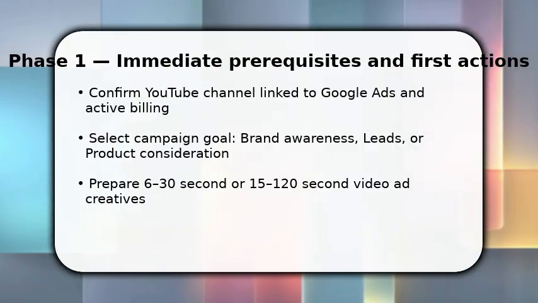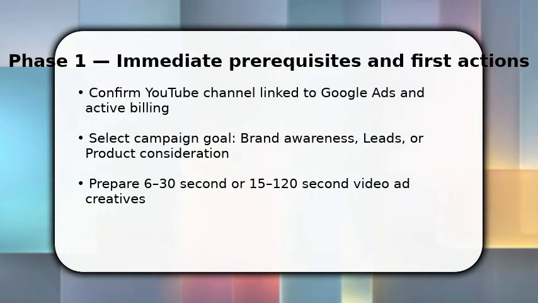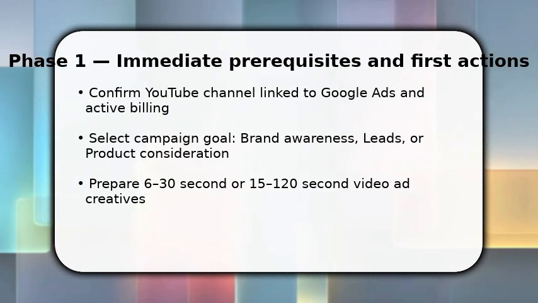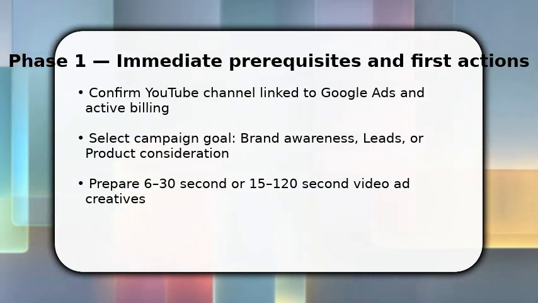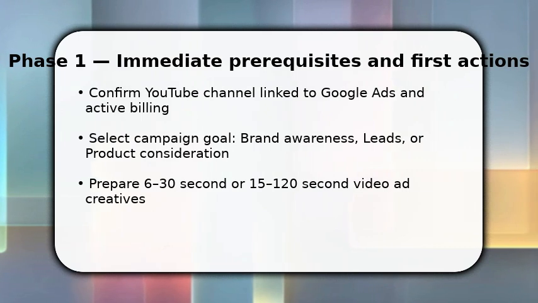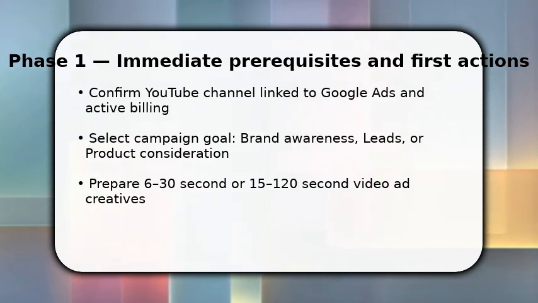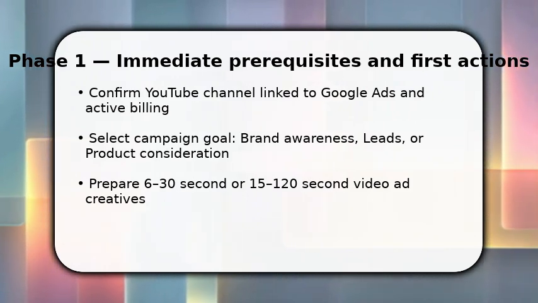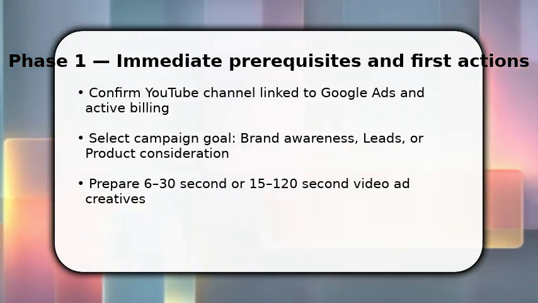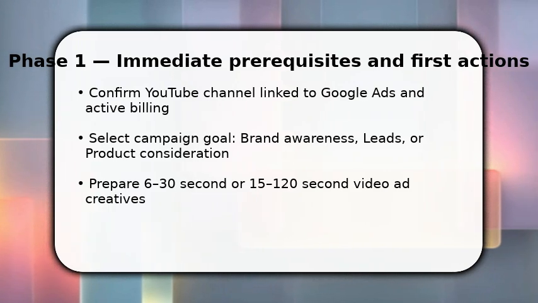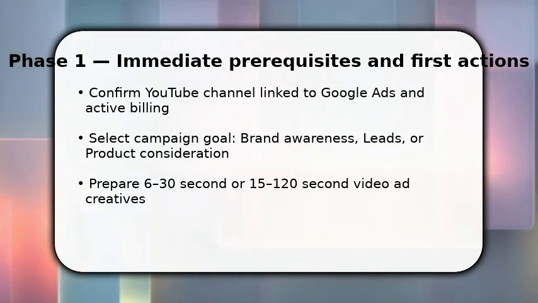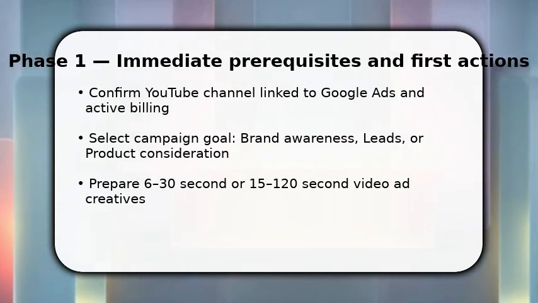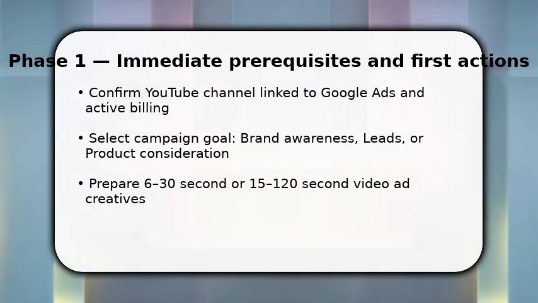You begin by confirming your YouTube channel is linked to Google Ads and billing is active. Once done, choose a clear campaign goal, brand awareness versus lead generation, because that drives bidding and ad format. Next, upload your video creative, short bumper ads or skippable in-stream of 15-120 seconds. Make sure to name assets clearly and add a CTA overlay. You then set targeting basics, country, language, and budget per day. These first steps get the campaign scaffold ready for detailed setup.